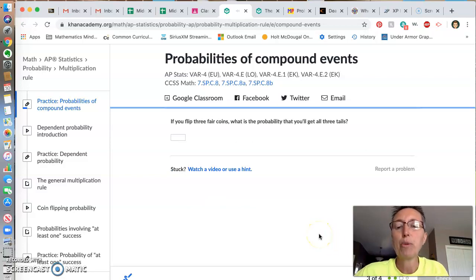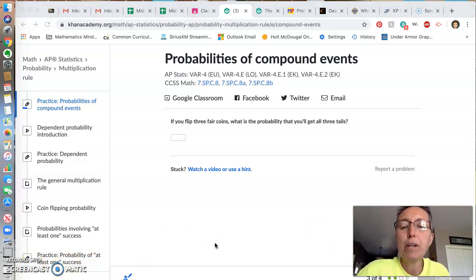If you flip 3 fair coins, what is the probability that you'll get all 3 tails? I hope you'll agree with me that the probability of getting tails on the first toss is 1 out of 2. So you're going to use 1 out of 2 for all 3 of these. You need 3 fractions for this. And each time you write down the probability of getting a tail, it should be 1 out of 2. So I have written down 1 out of 2 times 1 out of 2 times 1 out of 2, which is 1 out of 8.